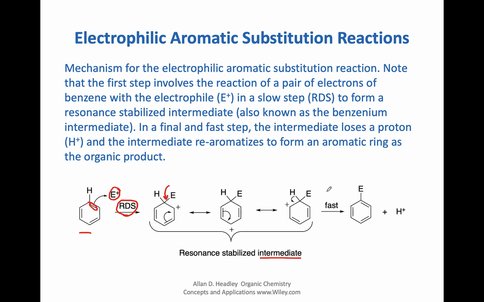In the last step, the proton is lost as H plus, and these electrons here swing back in to form the aromatic compound again. So that's fast, as you can imagine, because it forms a very stable product. So we have a rate determining step using 2 electrons to form an intermediate, and then a fast step to produce the substituted benzene as shown here.